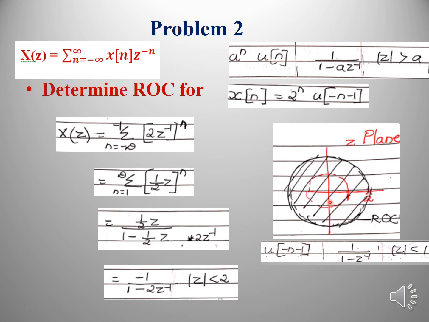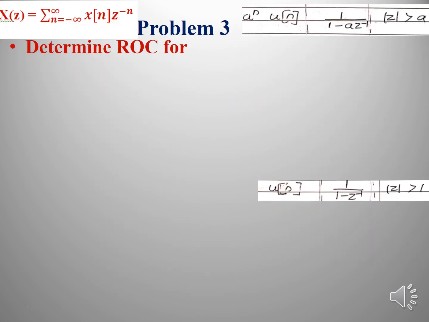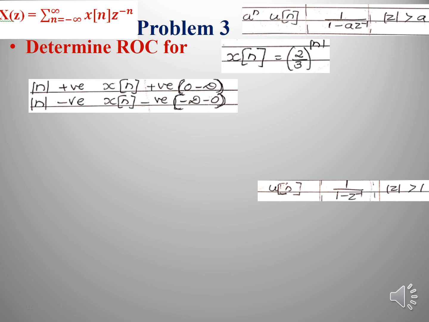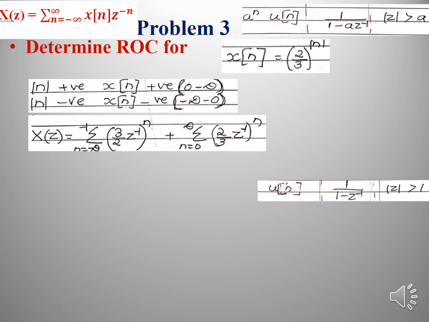The unit circle is shown in dotted line in red color. We will go on to the last problem, to determine the region of convergence given by x of n equal to 2 by 3 power modulus of n. From here, we should understand that it is the modulus of n which is given. When n is positive, x of n exists from 0 to infinity, and when n is negative, x of n exists from minus infinity to 0.